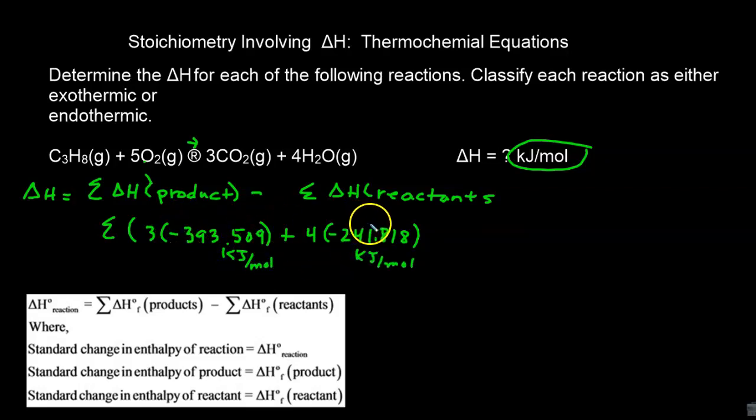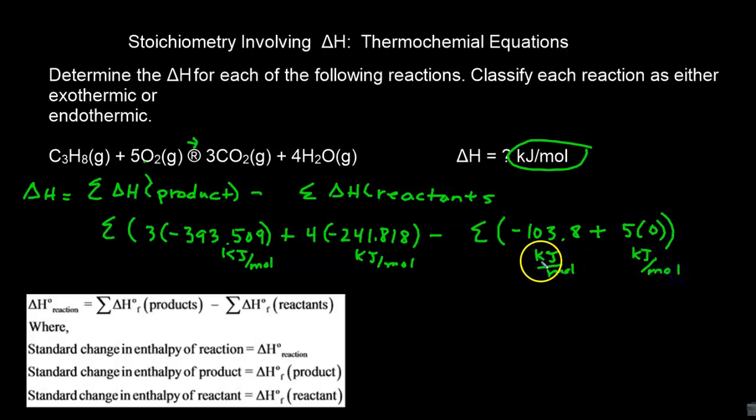So it's the sum of my products minus the sum of my reactants. And so when I do my reactants, I have 1 propane, which was a negative 103.8, again, kilojoules per mole. Put that down here just so it makes it a little bit easier. Plus, I have 5 oxygens, but oxygen is just 0. Now, don't skip that and leave that step out. You do need to show it so that we know that you know the enthalpy for oxygen.